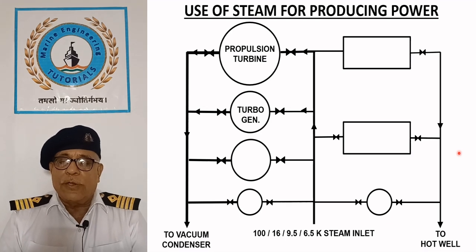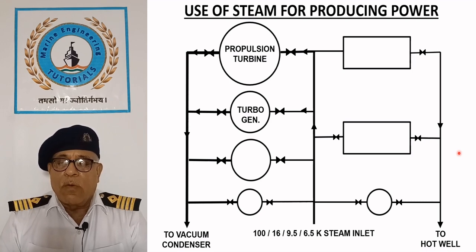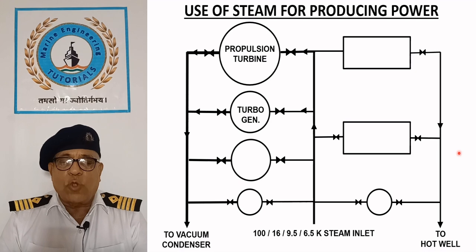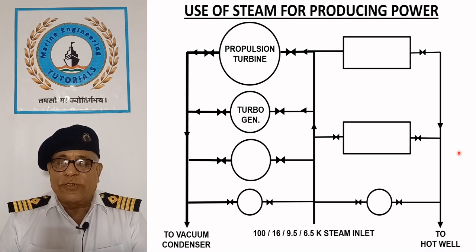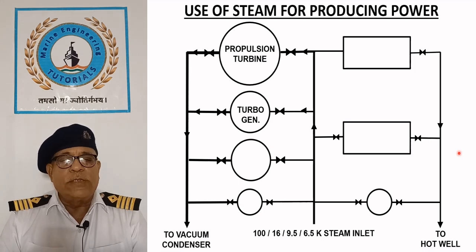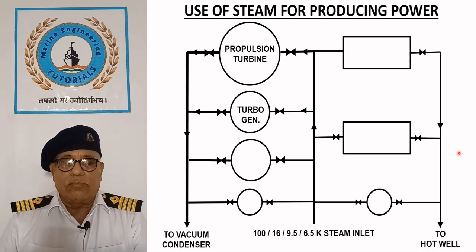On modern container ships, a turbogenerator driven by the steam from the diesel engine exhaust waste heat is used to generate electricity at sea. These turbogenerators typically operate at a steam pressure of 6.5 bar.